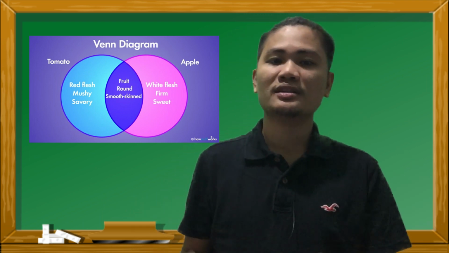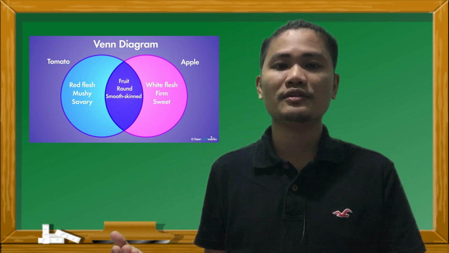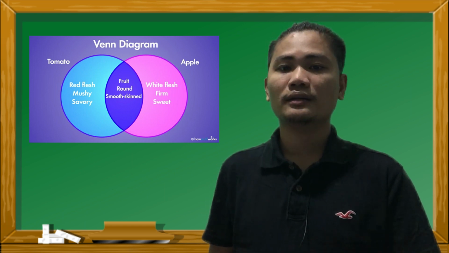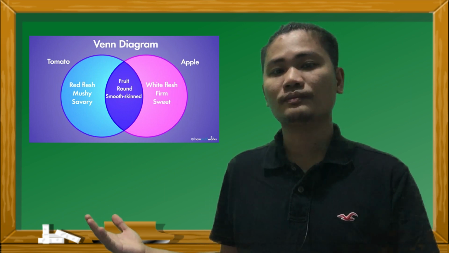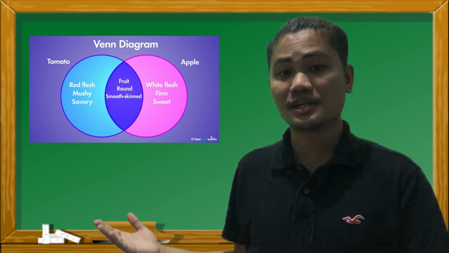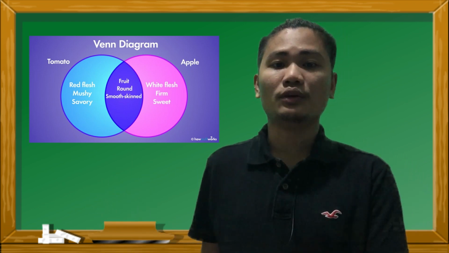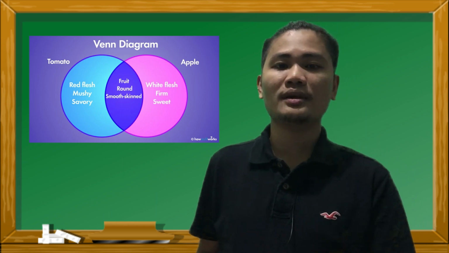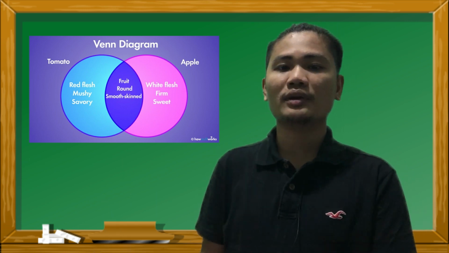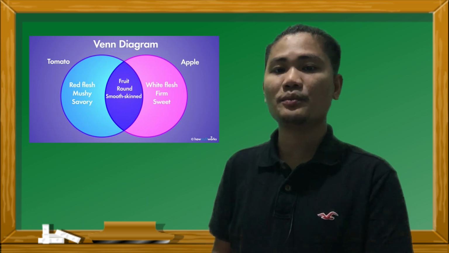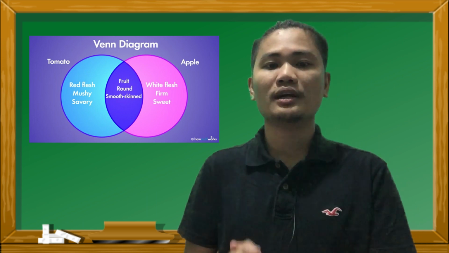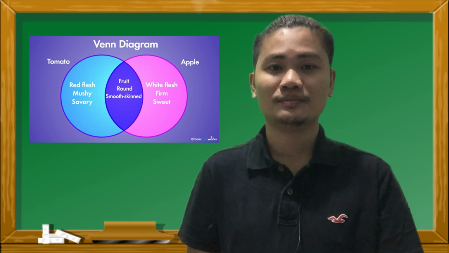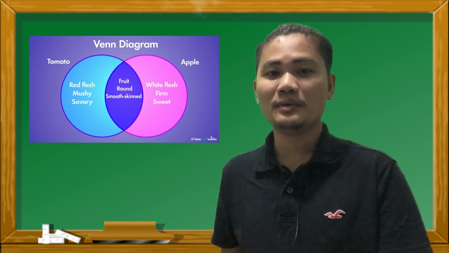For example, if we're trying to distinguish the differences and similarities of tomato and apple. As we all know, an apple has a white flesh, while a tomato has a red flesh. So we are describing them on both sides while we are writing their similarities at the middle. So both of them can be considered fruits, and they are both round too. So we put them in the middle.